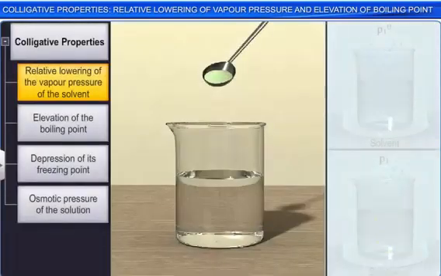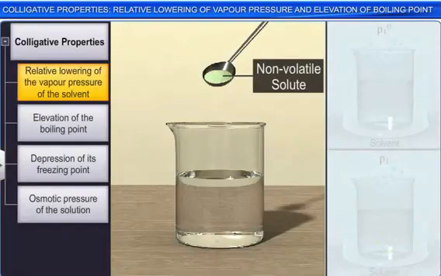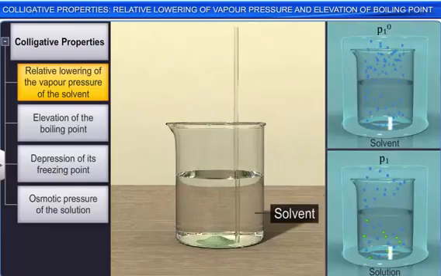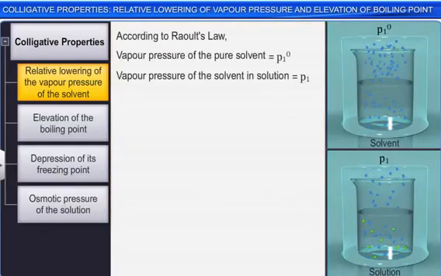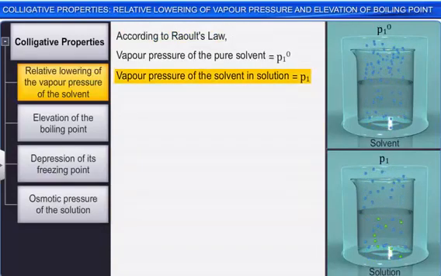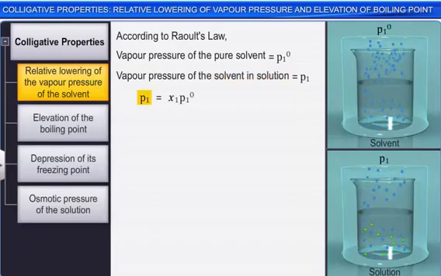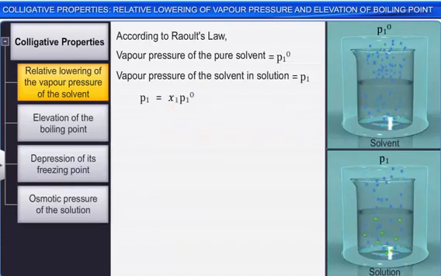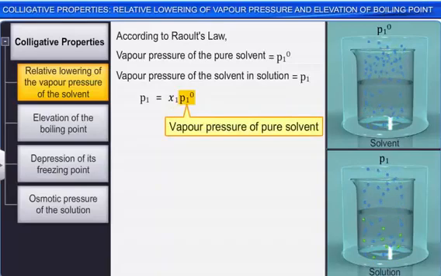We know that when a non-volatile solute is added to a solvent, the vapor pressure of the solution decreases. According to Raoult's law, the vapor pressure of a solvent, P1, in a solution containing a non-volatile solute is given by P1 = X1 × P1°, where X1 is the mole fraction of the solvent and P1° is the vapor pressure of the pure solvent.